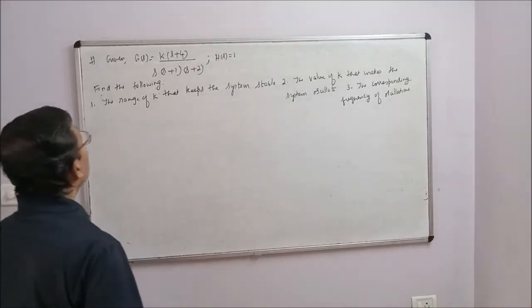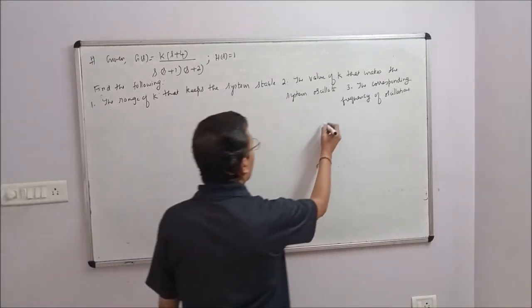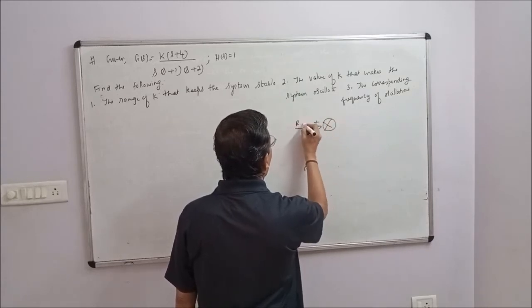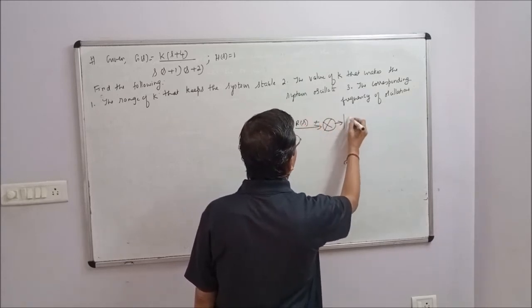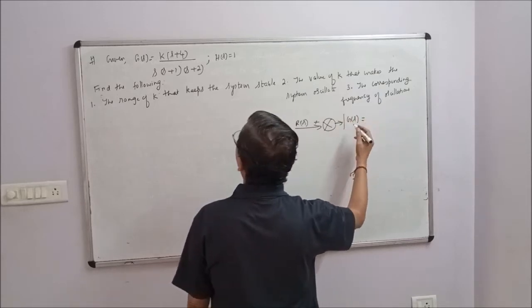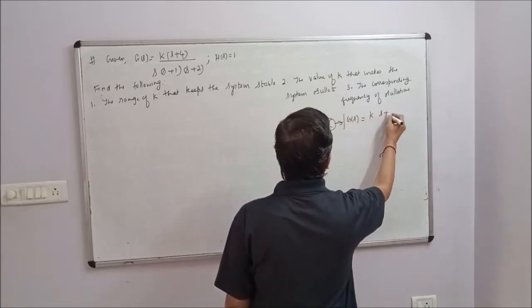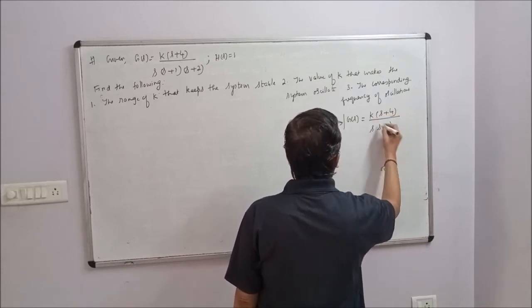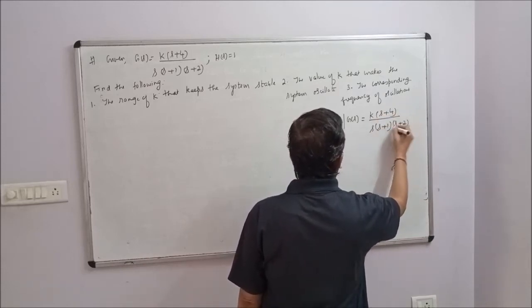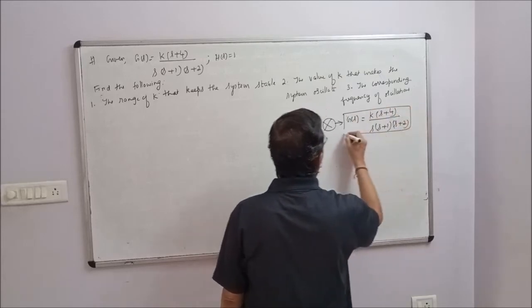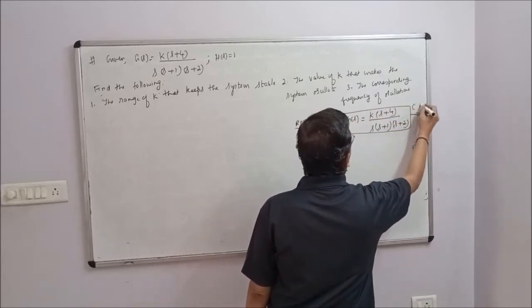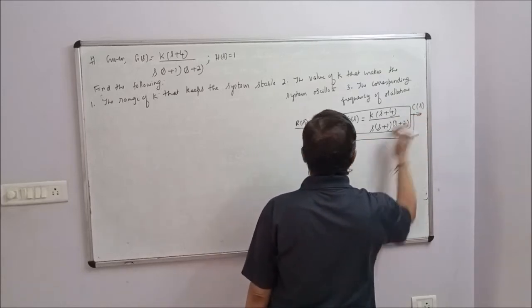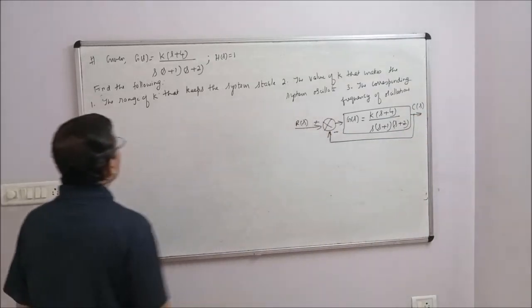So this is the problem. We have a feedback system like this. The forward path transfer function G(s) is equal to K(s+4) divided by s(s+1)(s+2). This is G(s). H(s) is equal to 1. This is a unity feedback system. This is given in the problem.